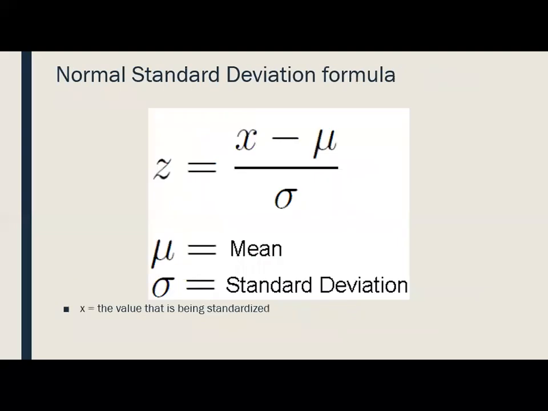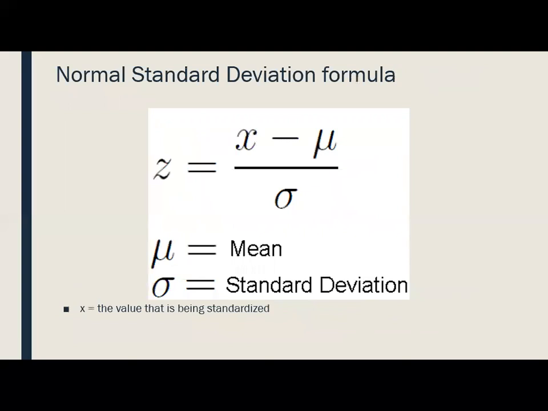Next, the standard normal distribution. As I told earlier, there are two main parameters: one is the mean and the other is the standard deviation. And we want to calculate the value of x being standardized, so we mention it in the formula: x minus mu divided by the standard deviation.